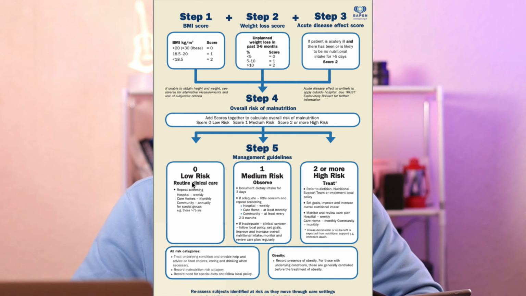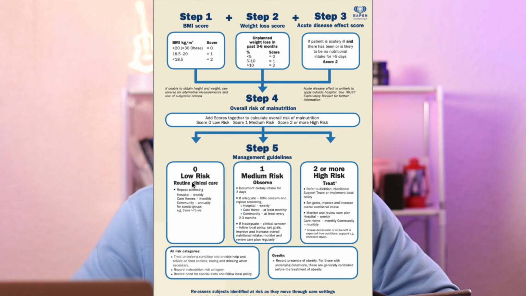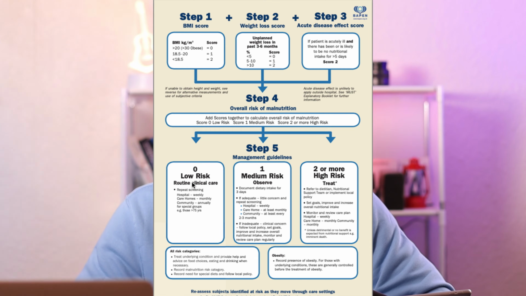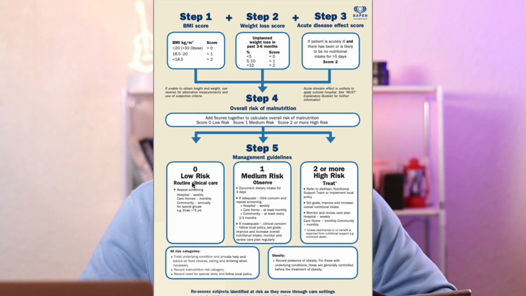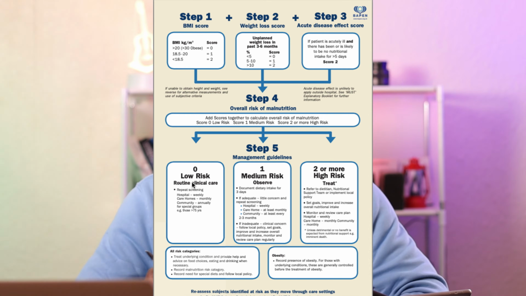And then unless detrimental or no benefit is expected from nutritional support team and there is imminent death. So you can also see down there that they say for all categories you have to do this. So you treat the underlying condition and provide help, advice on food choices, eating and drinking where necessary, record malnutrition risk category, record the need for special diet, and follow local policy. And if the patient is also obese, which is more than 30, if the BMI is more than 30, then you have to record the presence of obesity. For those with underlying condition, these are generally controlled before the treatment of obesity. So it is as simple as this.